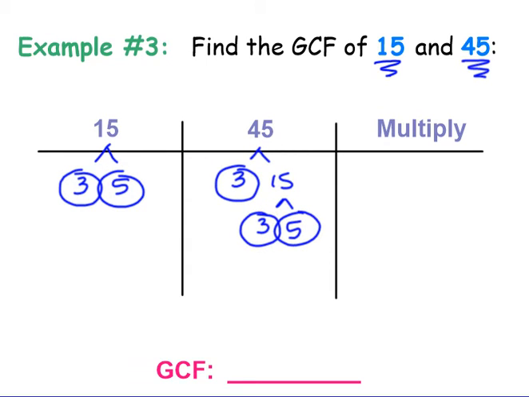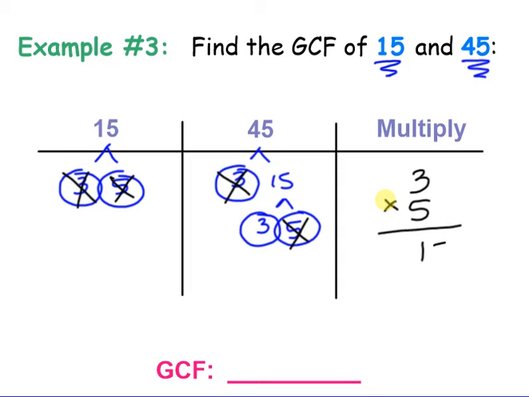Okay, so where are my matches? Well, I have a 3 here and a 3 here, so I'm going to bring one over. The key to this is you're only bringing one over, not both of them. I have a 5 here and a 5 here, so I'm going to bring one over. I don't have any left here, so it's impossible to match.